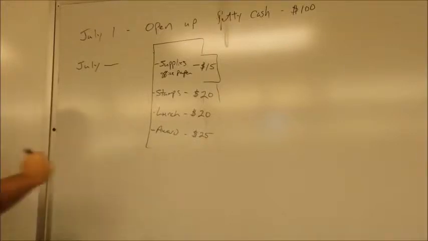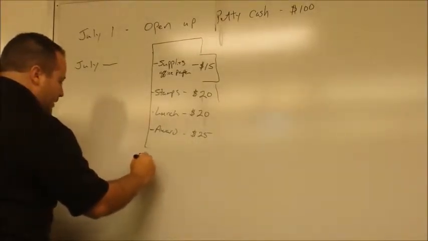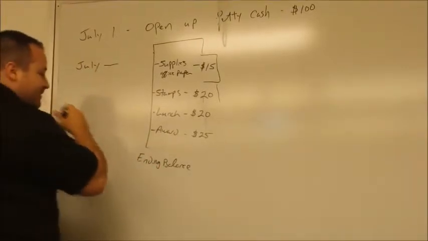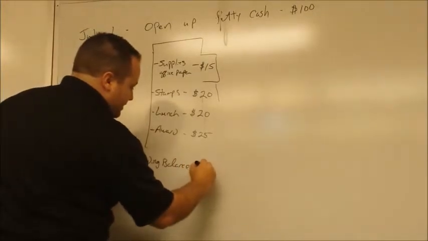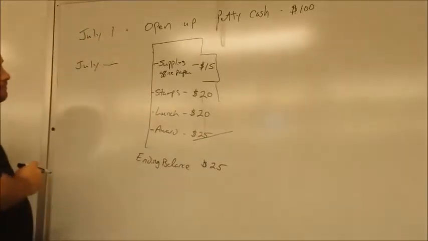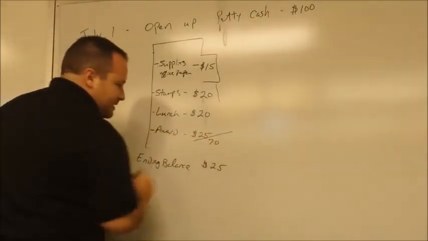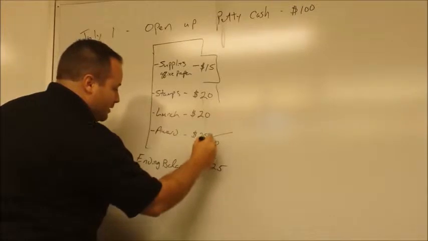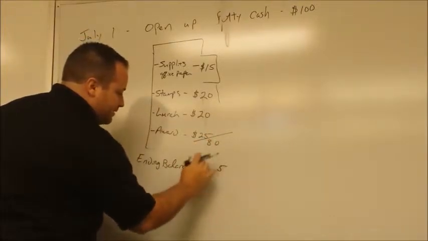All right. Now, I go to my petty cash, and I see that the ending balance is $25. When I add all this up, it adds to 70 being spent. However, my ending balance is 25. Doesn't that have the 80? You're right, 80, sorry. And let's make this 15.